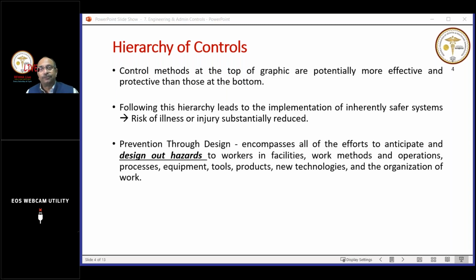For example, if you want to stop entry of ferrous metal into the MRI chamber, then you can have a metal detector installed in the gate or entry point itself, where it will detect whether a ferrous metal or a metal is going inside. So these are the ways where the design can help us in eliminating or designing out hazards. In the context of infection control also, this is something that can be used. We will shortly see how it is to be done.